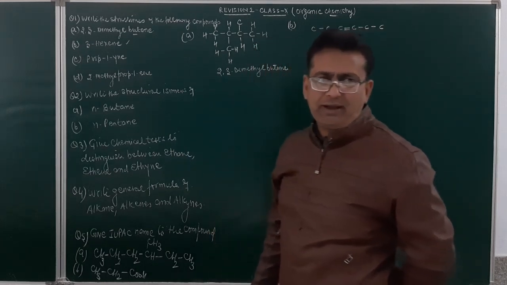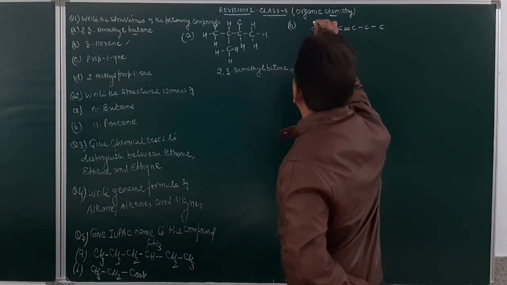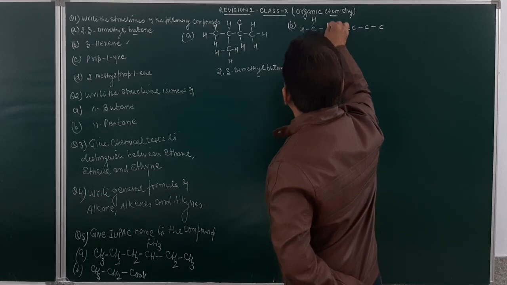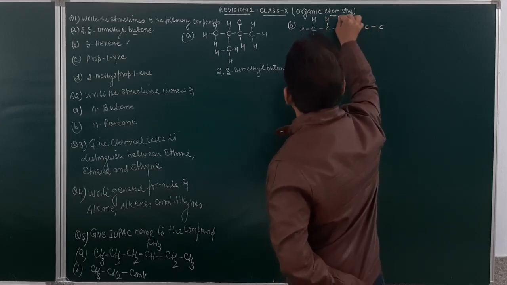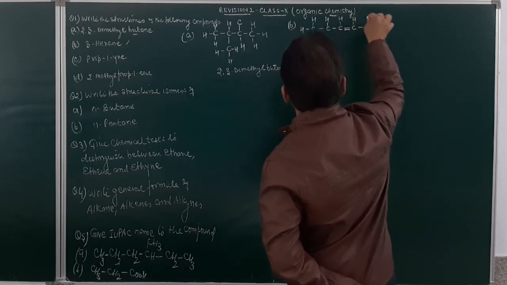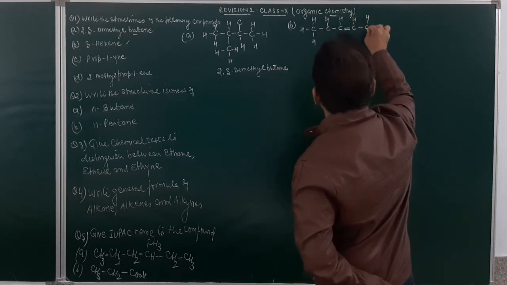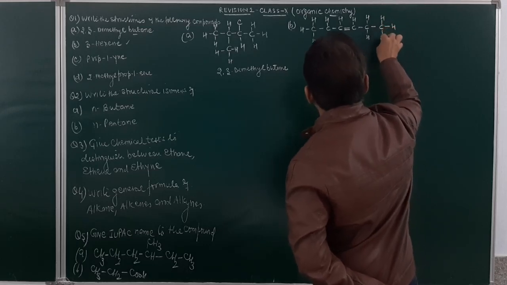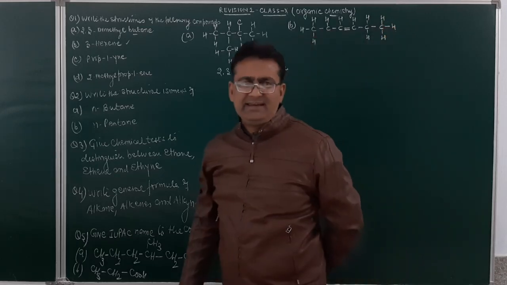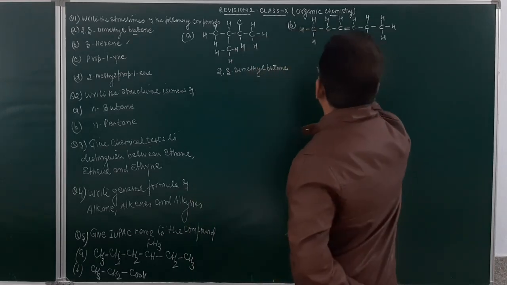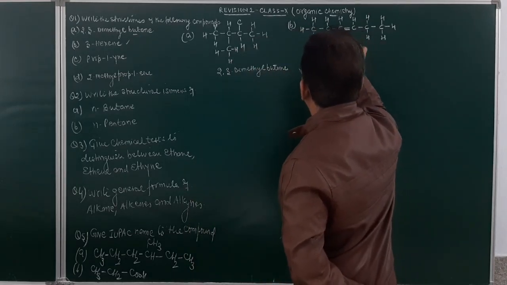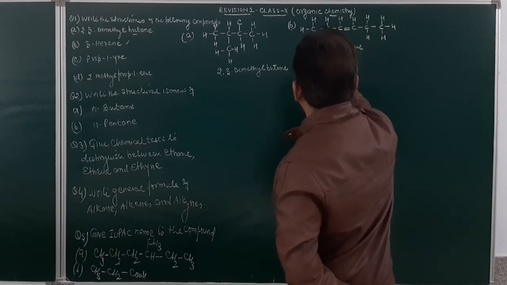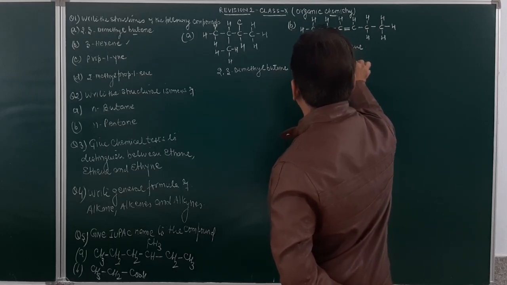Now, I will be satisfying all the valencies of the carbon atoms. How? This will be H, then again H and H. This will be H over here. This again will be H and H. Here it will be H. This will be H. Again over here H, H and H. So, this is 3-hexene or hex-3-ene. So, the name of this compound will be 3-hexene, or we may call it hex-3-ene.